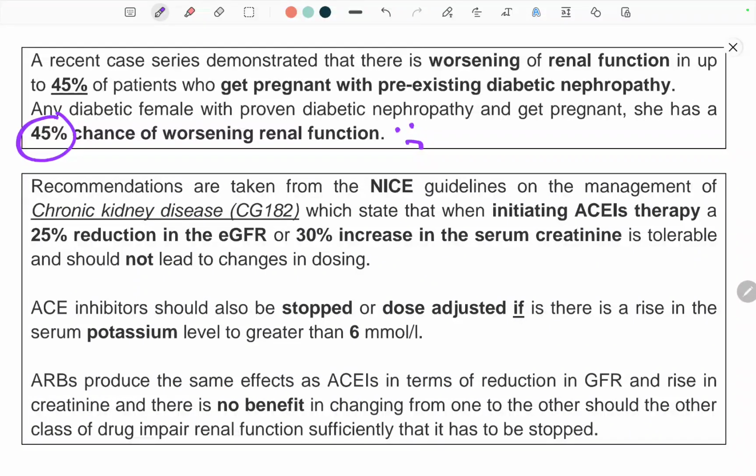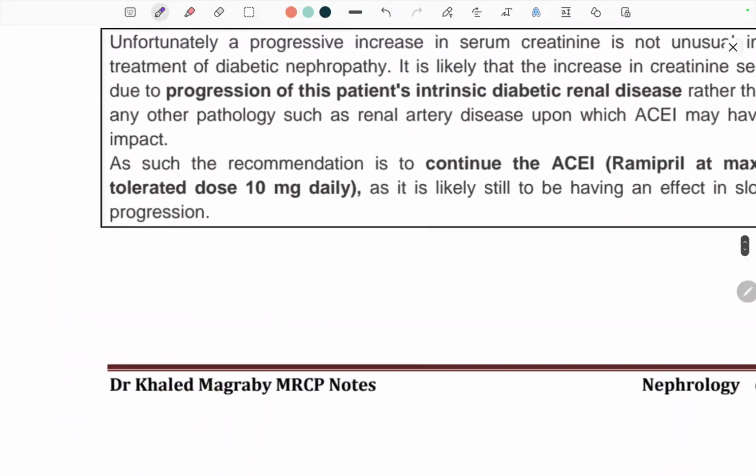Recommendation taken from the NICE guideline on the management of CKD states that when initiating ACE inhibitor therapy, a 25% reduction in the eGFR or a 30% increase in serum creatinine is tolerable and should not lead to changes in dosing. ACE inhibitors should also be stopped or dose adjusted if there is a rise in the serum potassium level of greater than 6 millimoles per liter. ARB produces the same effect as the ACE inhibitor in terms of reduction in eGFR and rise in creatinine. There is no benefit changing from one to another should the other class of drug impair renal function sufficiently that it has to be stopped.